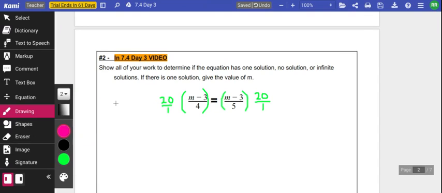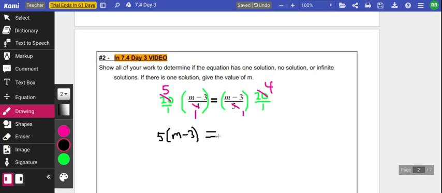Now I'm going to look and see, can I cross simplify? I can on both sides. On the left side, 20 over 4, that's 5, or 5 over 1. And on the right side, 20 divided by 5 is 4, so this is going to be 4 over 1. I cross simplified. Now, as you can see, I have 5 times m minus 3. So let me write that down. 5 times m minus 3. That's my numerator. In the denominator, I have 1 times 1, which is simply 1, and so I don't need to write it if the denominator is 1.